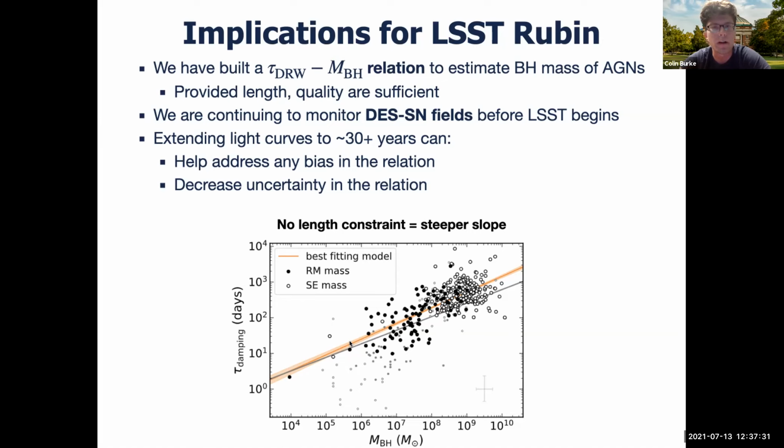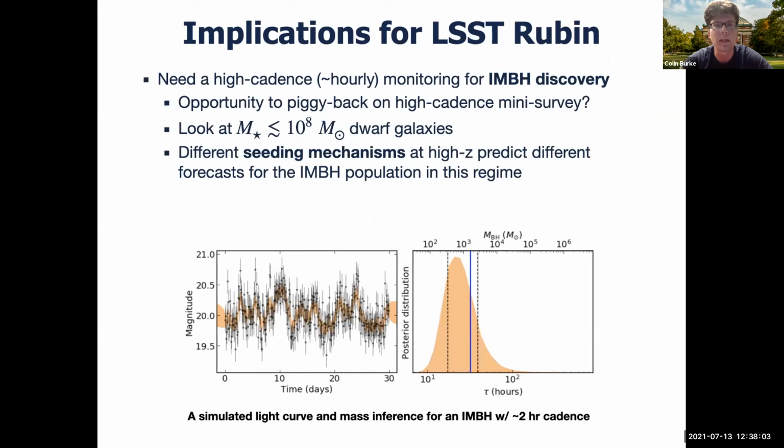We are continuing to monitor the supernova fields before LSST begins. So we'll have great continuous light curves for at least 30 years, high quality photometry for all of these objects, at least in our 20-year-long sample. And it can also help address the uncertainty in the relation, and we'll see if we can really constrain the viscosity parameter alpha a little bit better.